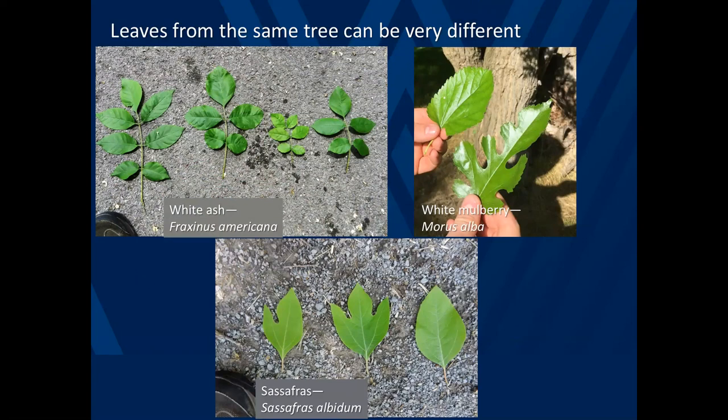The mulberry, too, is another one. Look at the one on the bottom with these sinuses, the deep indentations into the leaf blade. Those are very diagnostic, very characteristic of a mulberry. But the one on the left-hand side is a mulberry leaf, too. So you don't always get the uniquely shaped leaf on the tree.